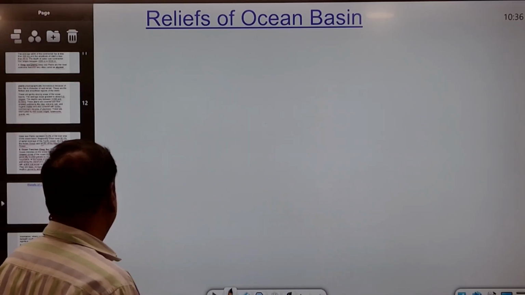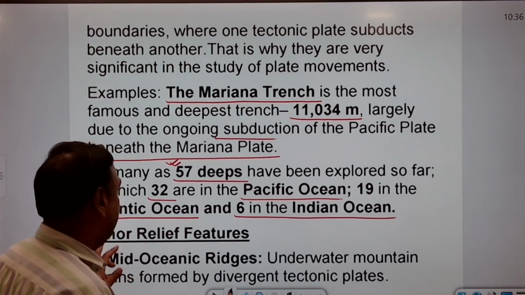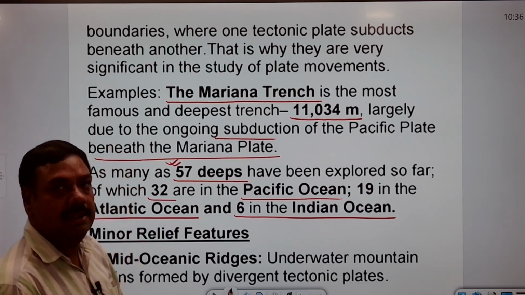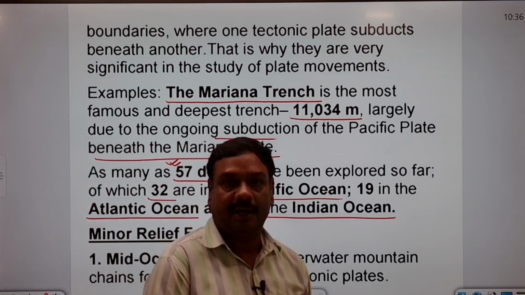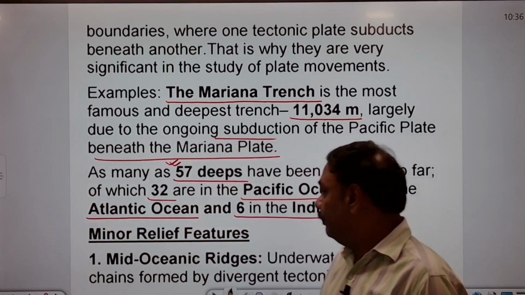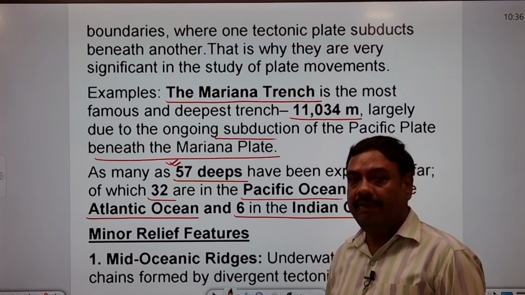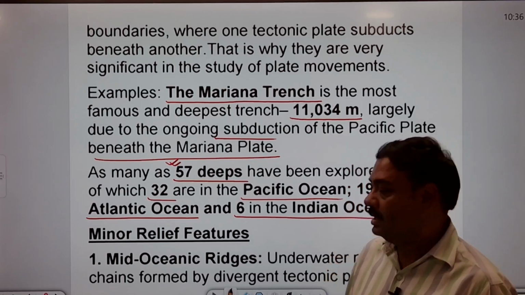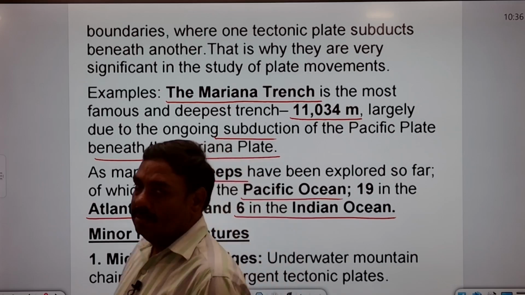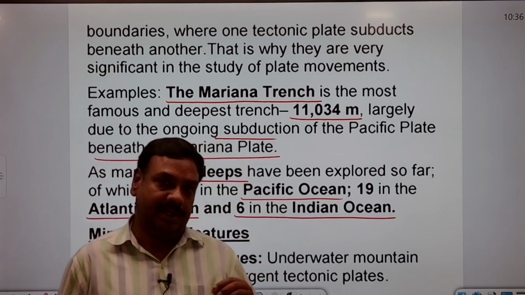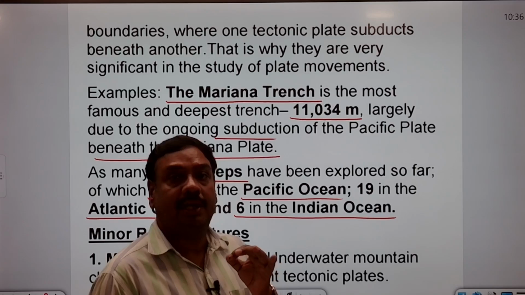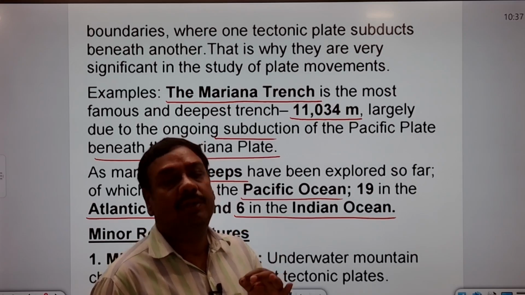See here, since I left you up to the trench and we discussed as the last point the Mariana Trench. After that I have to discuss the minor relief features, and the first minor relief feature which I want to discuss here is the mid-oceanic ridges, right? Now before I proceed with the section, you have to see what these mid-oceanic ridges are, and second thing, how they are formed.